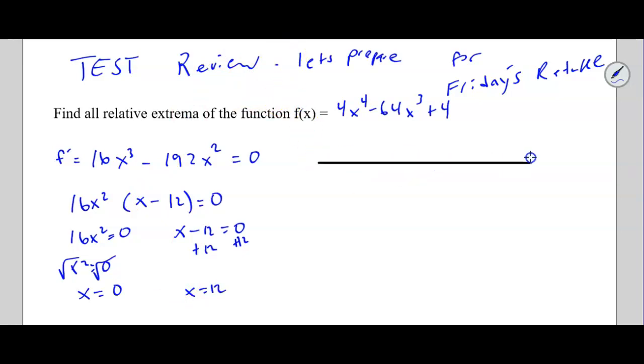By the way, I hope y'all are taking notes on this and not just watching me do it, because again, retake on Friday, I'm trying to review with you.